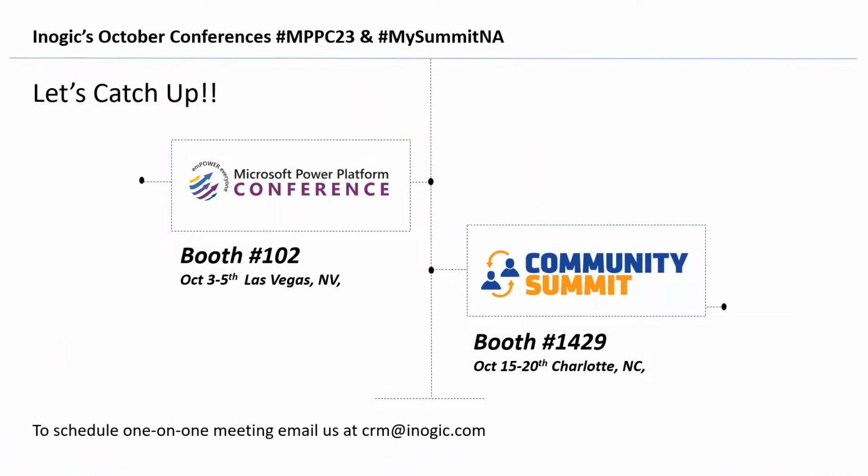Now let's catch up at the Microsoft Power Platform Conference, which I mentioned at the start of this call, at booth number 102 on October 3rd to 5th in Las Vegas, and also at the Community Summit at booth number 1429, from October 15th to 20th in Charlotte. If any of your attendees or participants are attending, you can reach out to us at crm@inogic.com to have a one-to-one meeting.